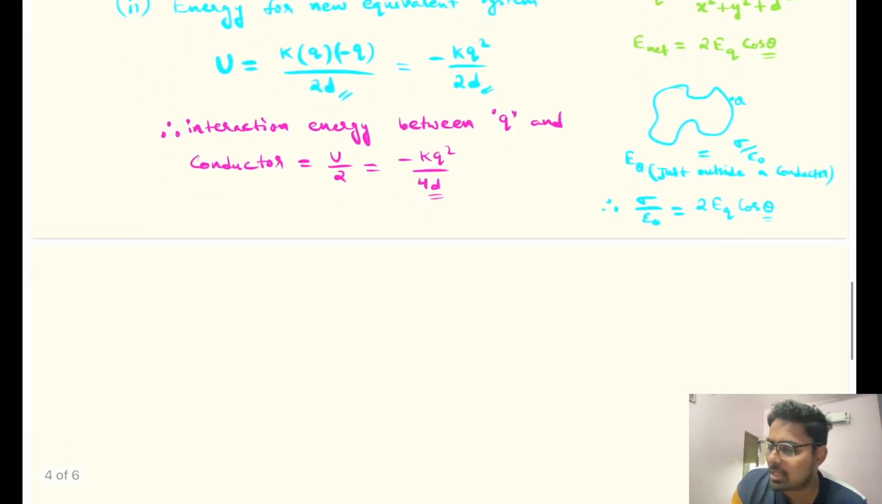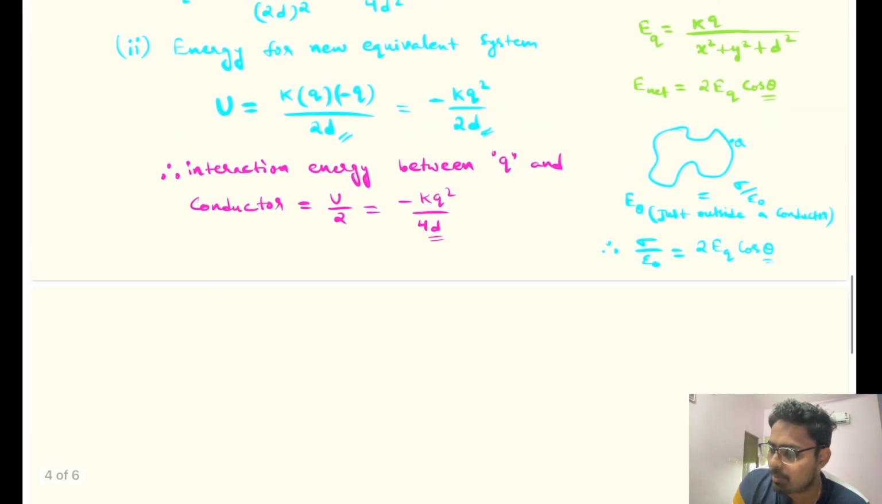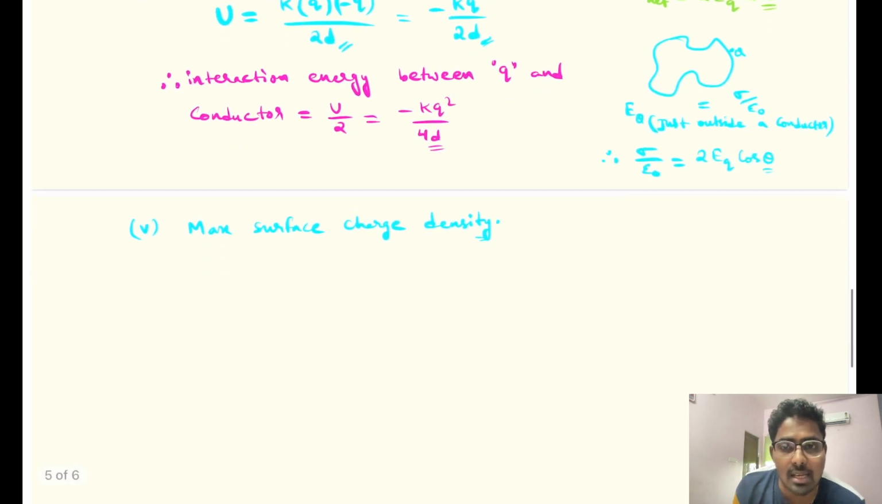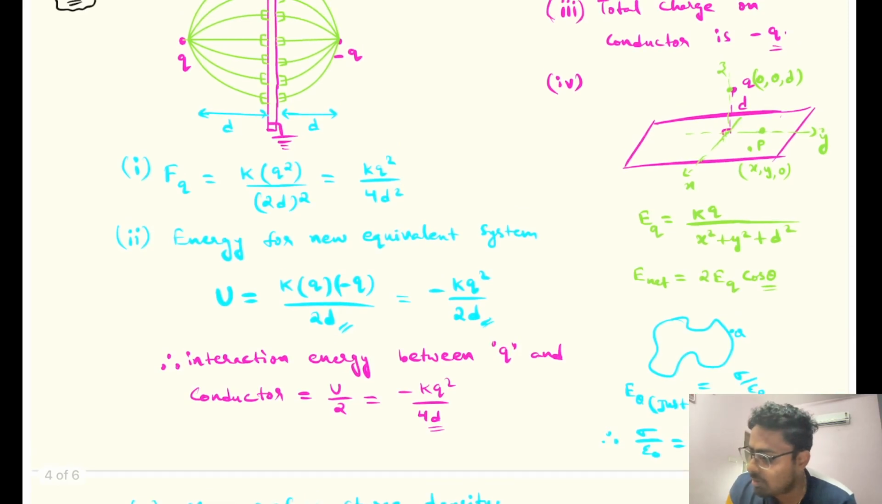Obviously the maximum density will be there when the denominator is minimum. So the fifth one, they're asking for the maximum surface charge density. How to find it? As I said, this sigma will be maximum when this E_Q is maximum. This E_Q will be maximum when the denominator is minimum. For what value will the denominator be minimum?